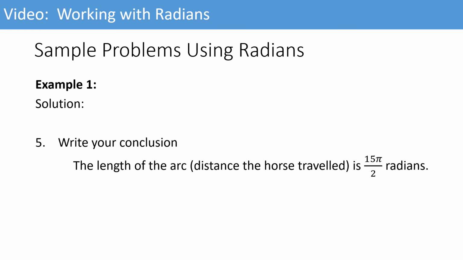Write your conclusion. The length of the arc, the distance the horse traveled, is 15 pi over 2 meters in exact form.